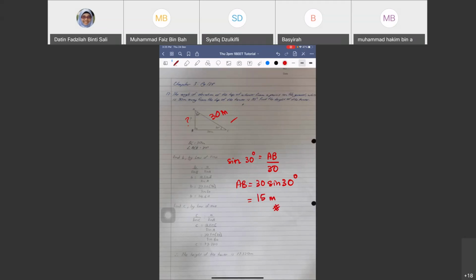Jaya, this is your question. Jaya, are you there? Jaya Balan? Okay, Jaya, if you are listening, I hope you take note. So basically, 30 meters is from the top of the tower to the ground. That means it's from here to here. That is 30 meters. So it's not the distance from the tower to this point. So from the top of the tower to here.